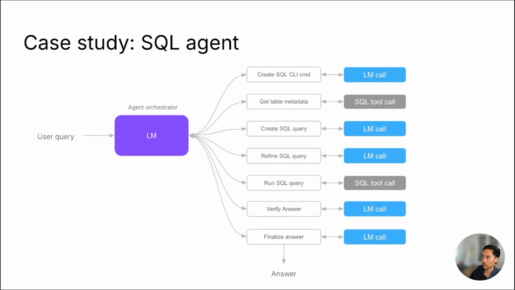And then you have a bunch of other downstream LLM calls here for converting the user query into some SQL CLI commands for the agent to get more context on what tables are available, et cetera. All the way down to creating the query, refining it, running it, verifying the answer, finalizing the answer. So this is the general shape of these kinds of agents. There are many different design patterns, so we won't get into that.